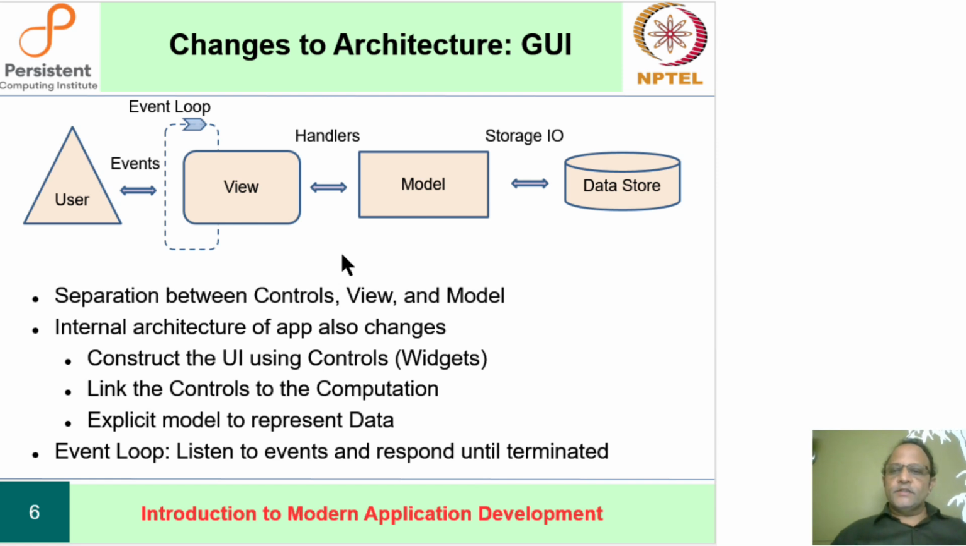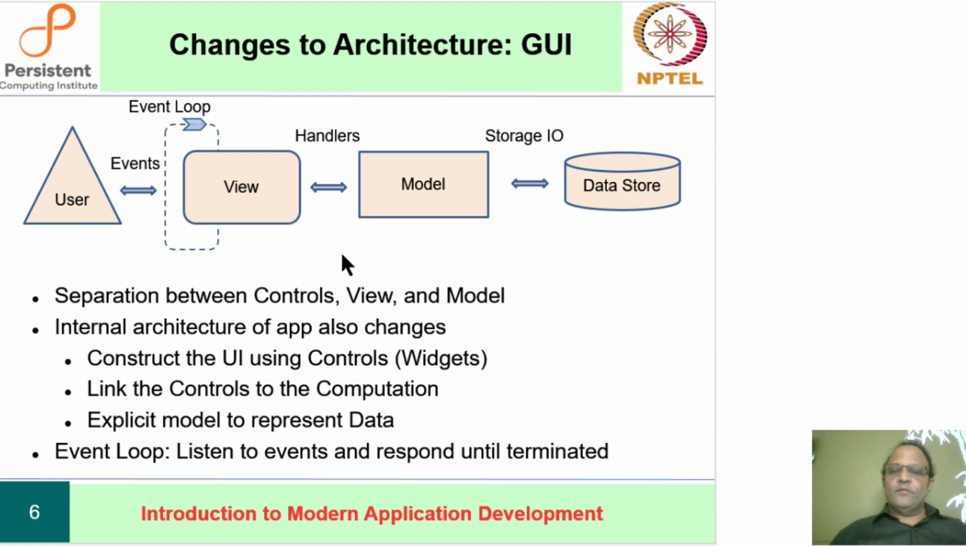Internally, the architecture changes as we discuss below. What happens is that the program gets split into quite distinct parts. One part is responsible entirely for the looks, the other for the computation, and the two parts are linked using handlers, plus the event loop, which takes the job of keeping the program going, listening to users' requests and responding until the user decides to terminate the program.